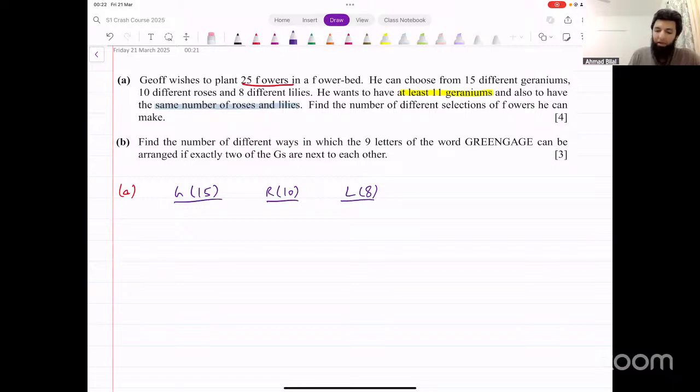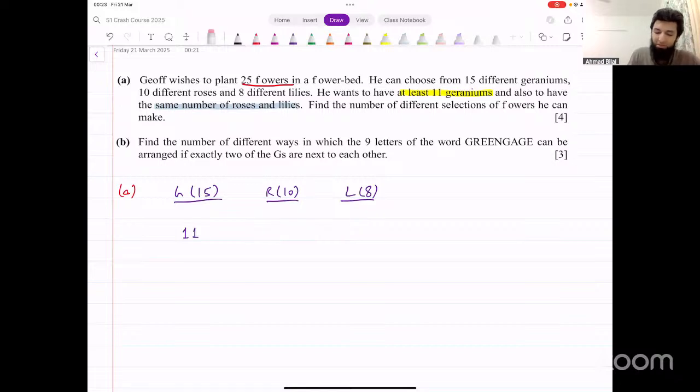Okay. What's the condition? We want at least 11 geraniums. So at least 11 of these, and then the same number of roses and lilies. That does not mean that they're also going to be 11. That's not even possible, because if they're 11, then the total would not be, what's the total? Total would not be 25, right? So it can't be that.